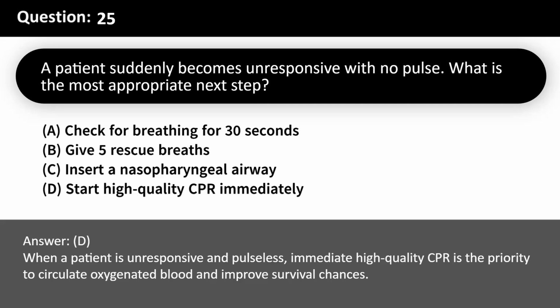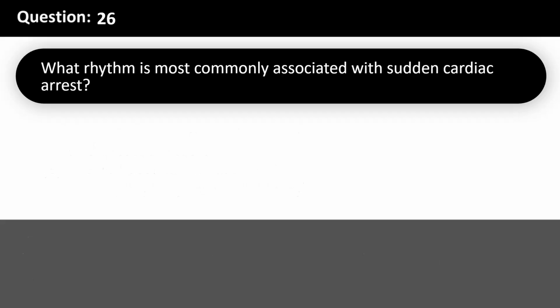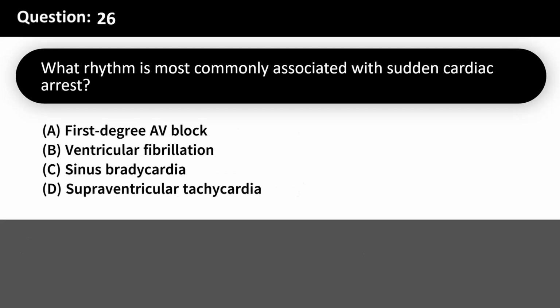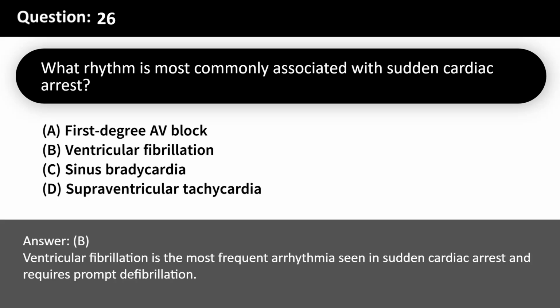What rhythm is most commonly associated with sudden cardiac arrest? A. First-degree AV block. B. Ventricular fibrillation. C. Sinus bradycardia. D. Supraventricular tachycardia. Answer: B. Ventricular fibrillation is the most frequent arrhythmia seen in sudden cardiac arrest and requires prompt defibrillation.